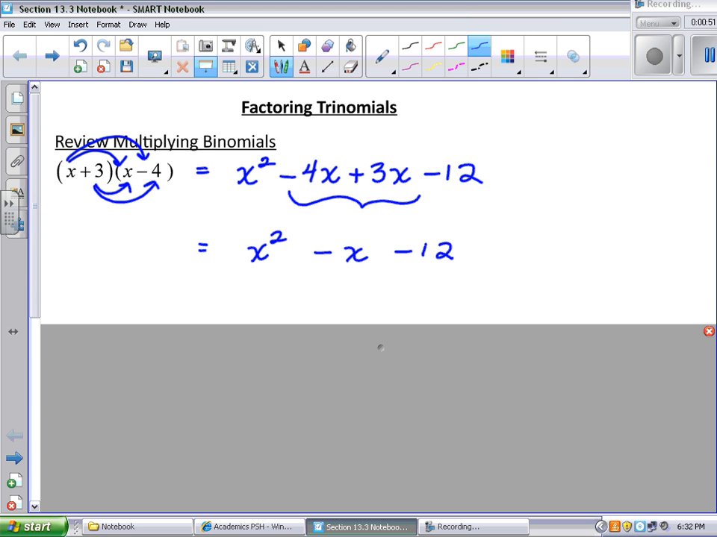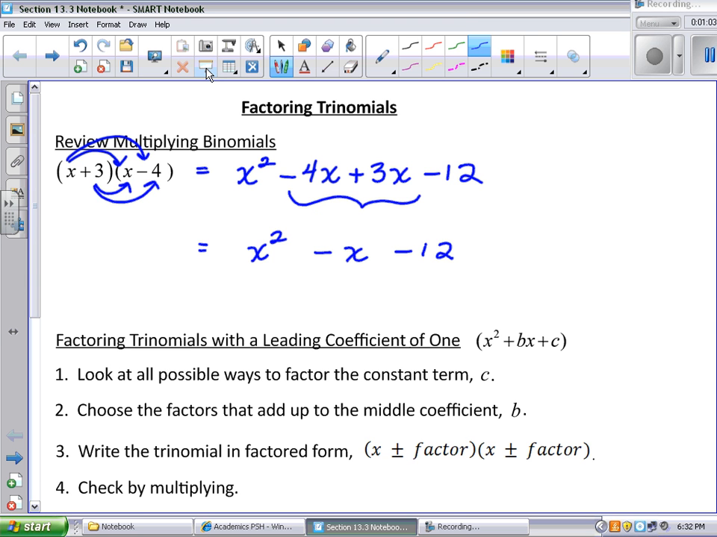What we're going to do today is the opposite of multiplying those. We're going to factor them, or in other words, do that kind of reverse FOIL. So there's a very specific method that we can use to accomplish this.